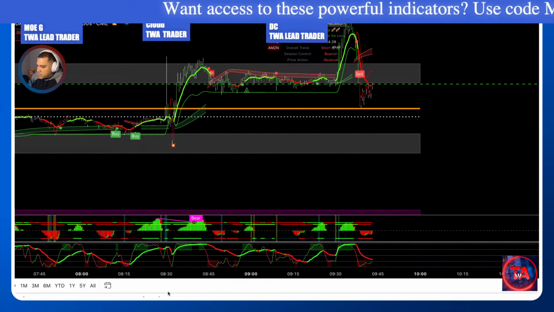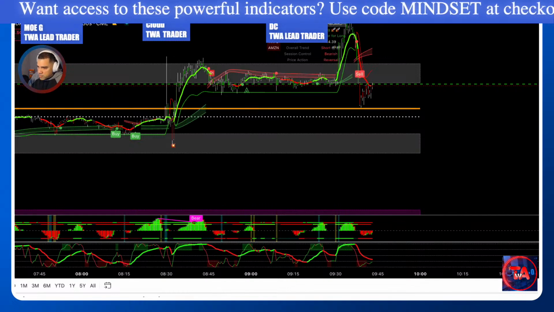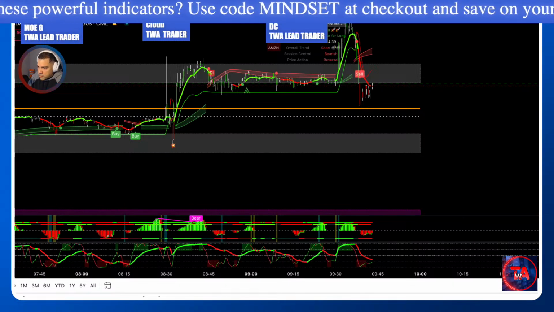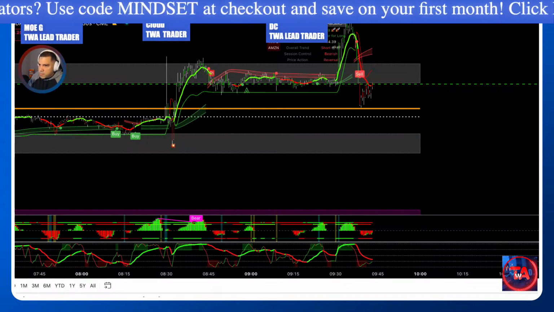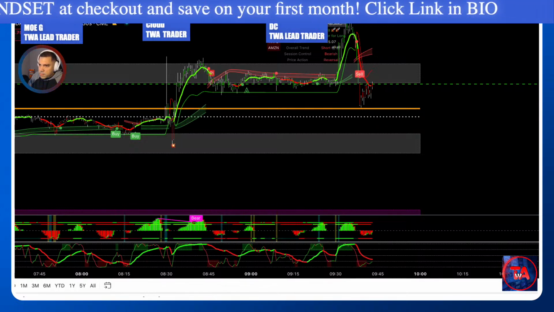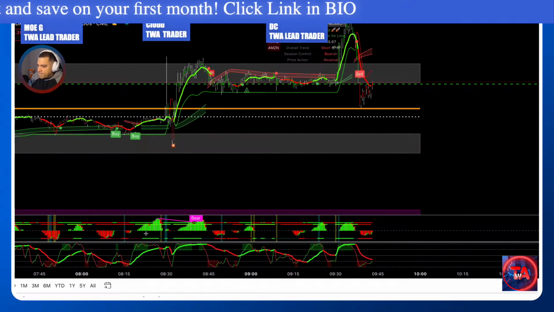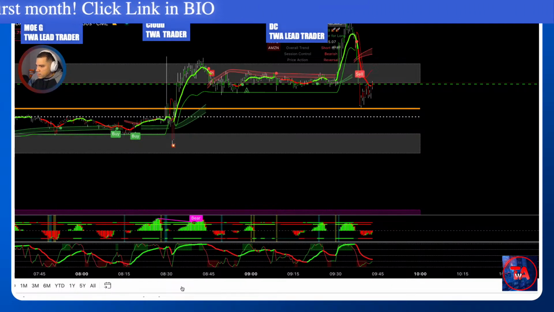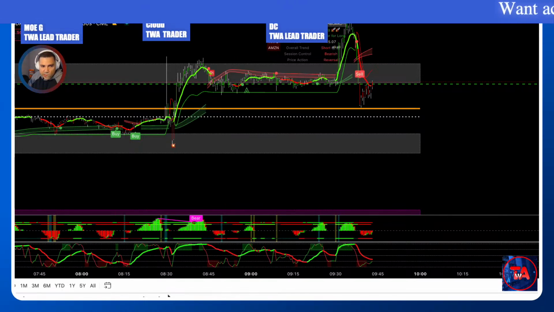Are you not entertained? Are you not entertained? Let's see. I feel like it can get really entertaining if we can get above VWAP. Really entertaining. As long as we stay above VWAP, I think we can.